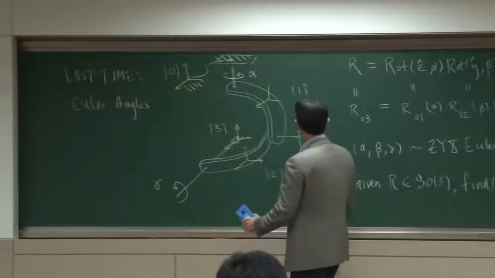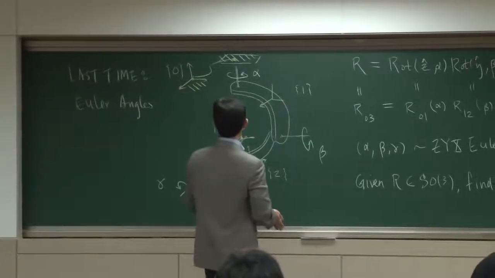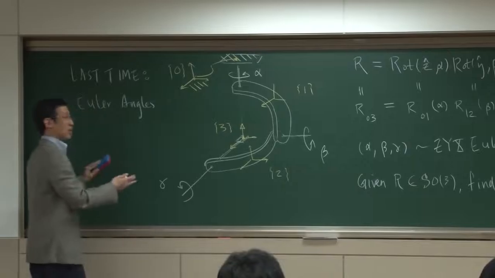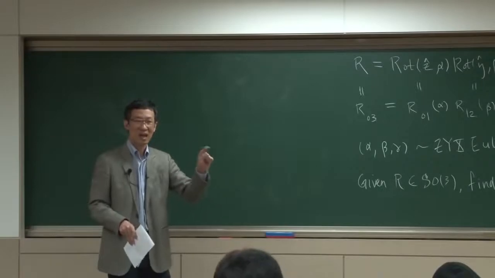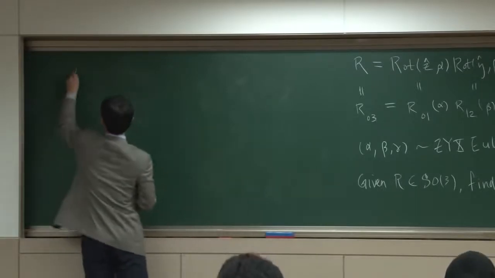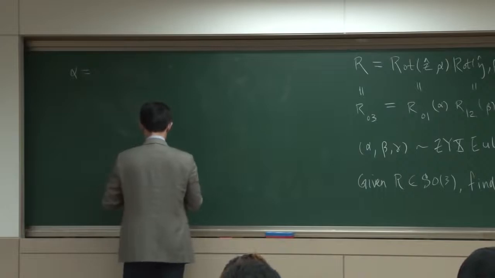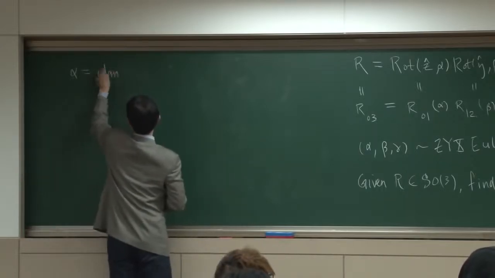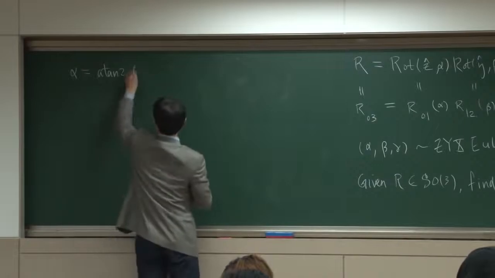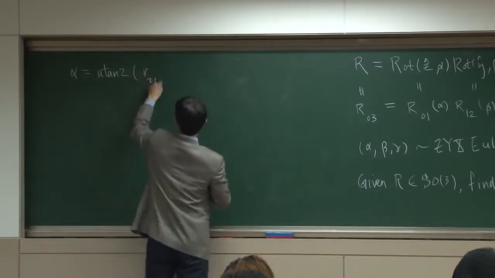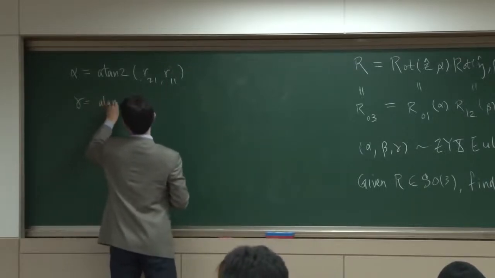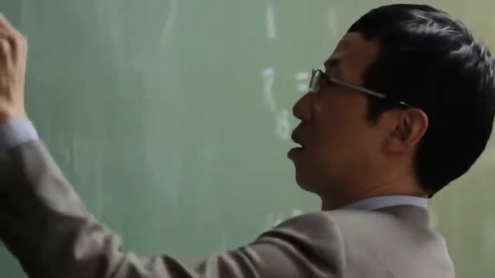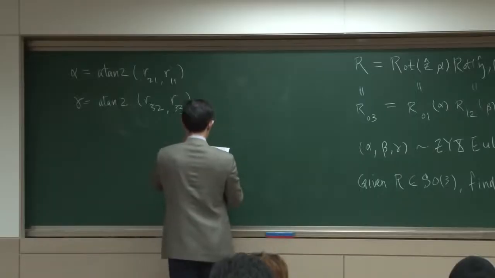All right. So unfortunately, I have to erase this masterpiece. Then find beta first, then find alpha and gamma according to these formulas. So alpha is just Atan2 of R21 over R11, and gamma is Atan2 of R32 over R33.